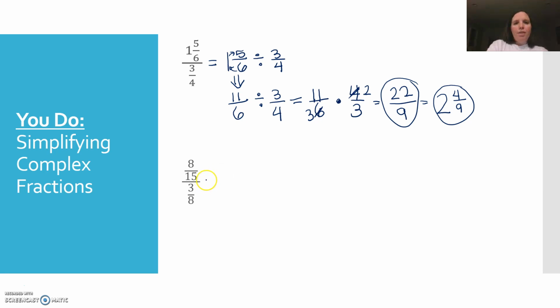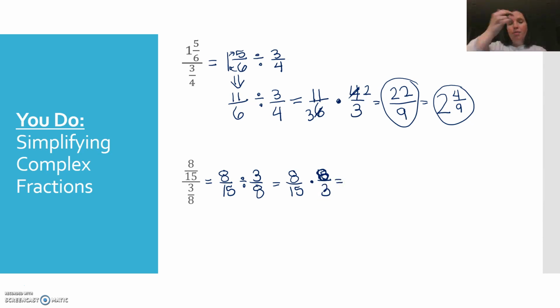For the second problem here, rewrite as division. Keep, change, and flip. Oh, I wrote the wrong number. And flip. That's 8 over 3. 3 over 8 becomes 8 over 3.